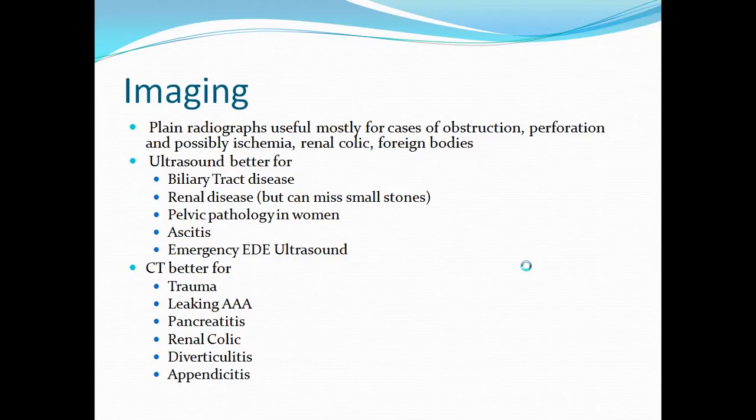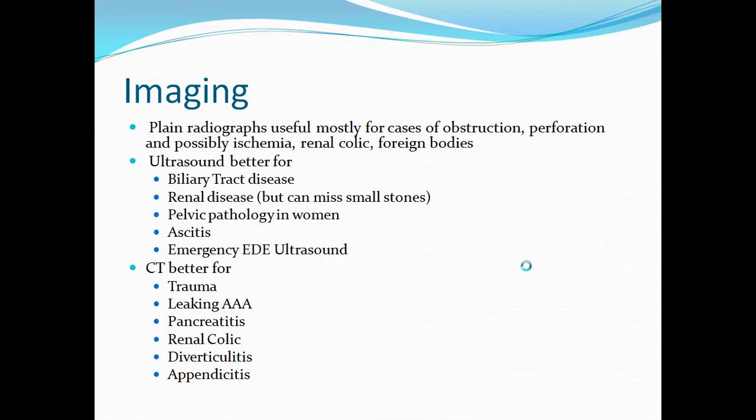Imaging. Plain radiographs are useful in cases of obstruction or perforation. Sometimes ischemia, renal colic, you're looking for a stone on a KUB, and foreign bodies. Your occasional child eating a coin, or in some cases a cocaine packer straight from the airport. That's always interesting.